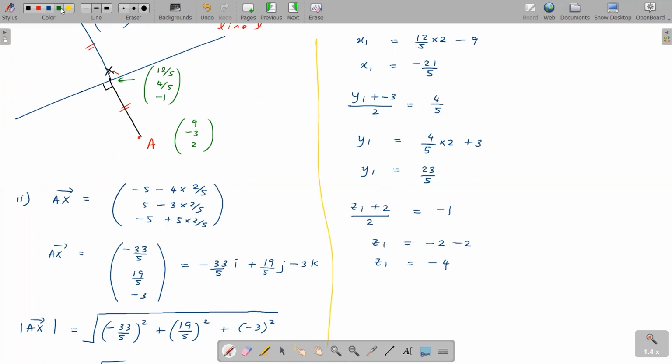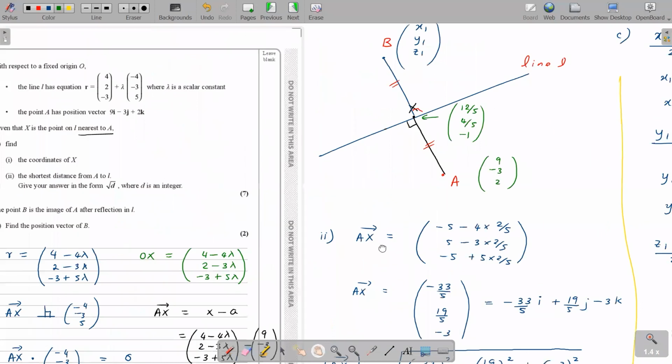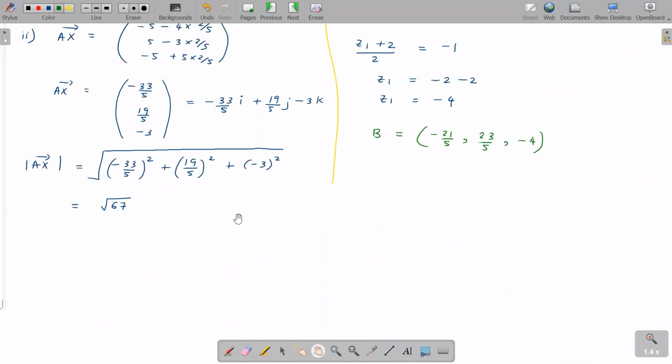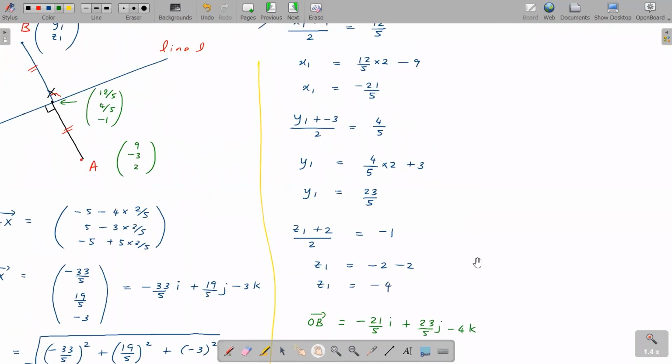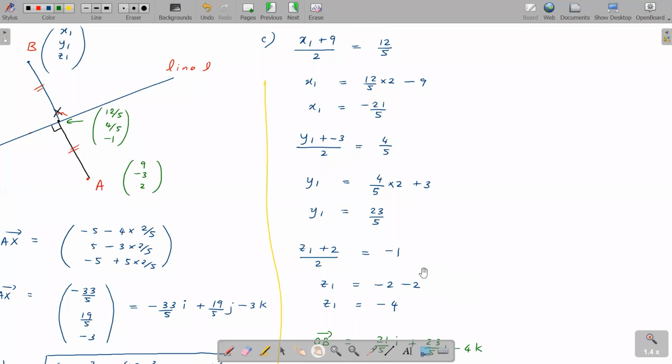So basically, your B coordinate is going to be minus 21 over 5, 23 over 5, minus 4. But what do they ask, the coordinate or the position vector? Find the position vector. So don't give it like this. Position vector means what? Give in terms of i, j, k. So the position vector of B is minus 21 over 5 i plus 23 over 5 j minus 4 k. Are you with me?